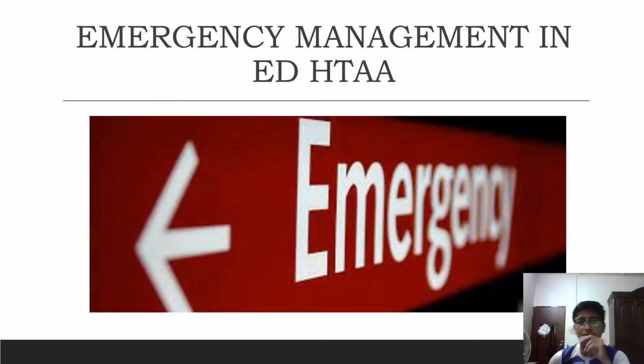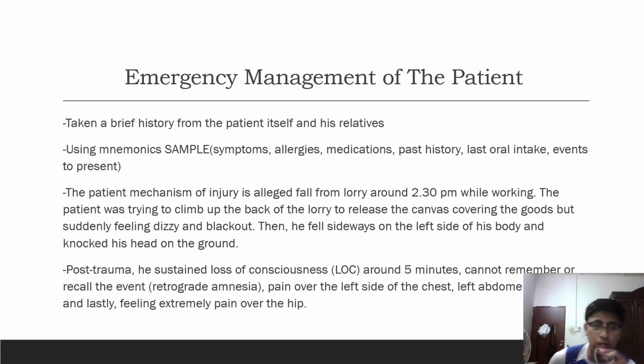After that, emergency management in ED, HTAA. The first emergency management of the patient: the doctor had taken a brief history from the patient himself and his relative that came to the hospital. The history was taken using the mnemonic SAMPLE, S meaning symptoms, A allergies, and M medication. Past history of the patient, he had hypertension and gout. Last oral intake, the patient mentioned was 9 a.m.